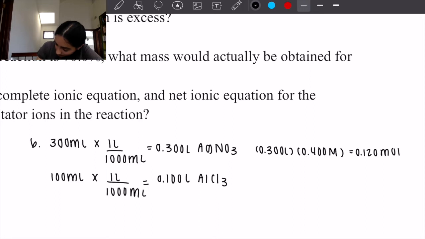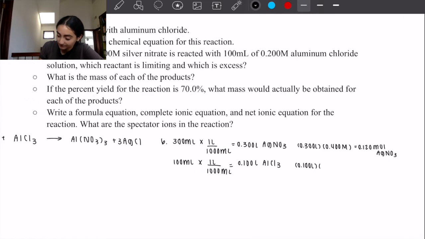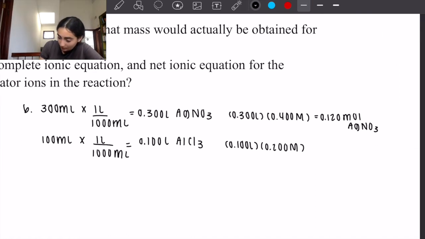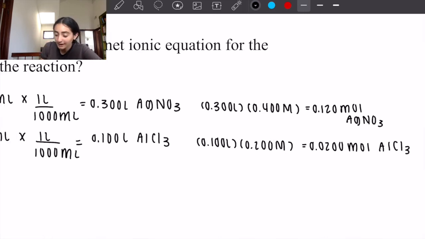0.120 mole AgNO3. And then for AlCl3, we have 0.100 liter times 0.200 molarity, which is going to get 0.0200 moles AlCl3. Now we're not done yet.